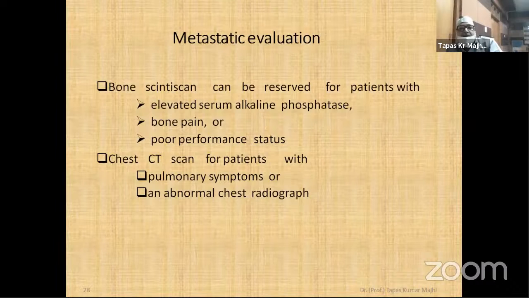Metastatic evaluation: a bone scan can be reserved for patients with elevated serum alkaline phosphatase, bone pain, or poor performance status. Chest CT is done for patients with pulmonary symptoms or abnormal chest radiography. A simple chest X-ray can detect the lesion when it is more than 2 centimeters, classically described as a cannonball deposit in the periphery of the chest field.